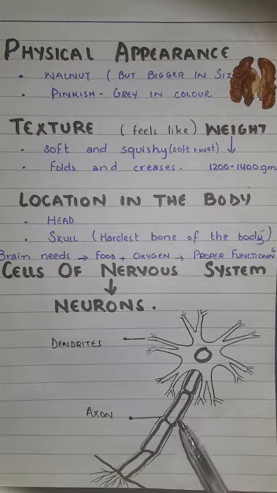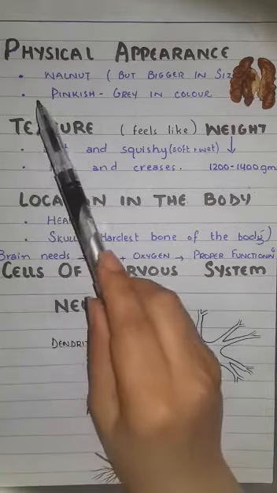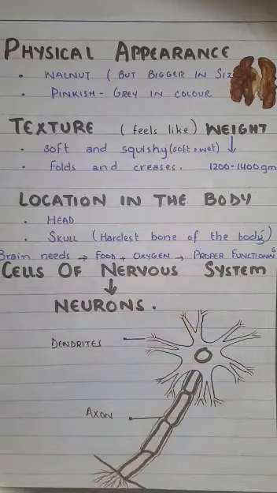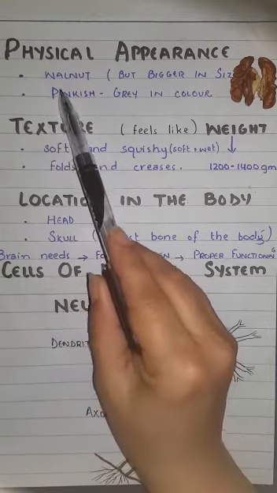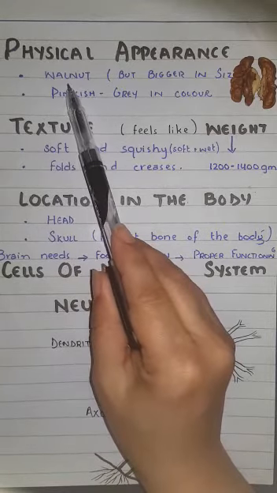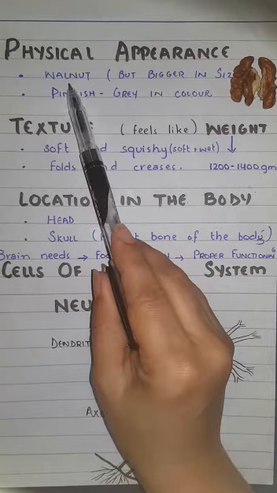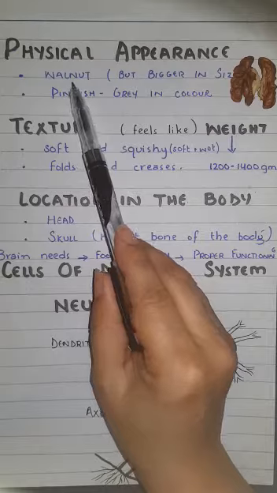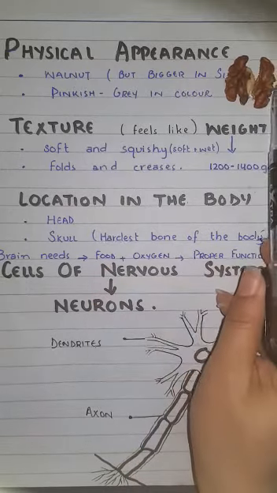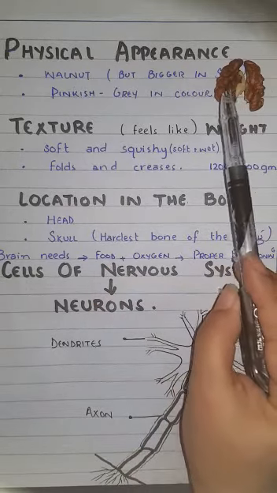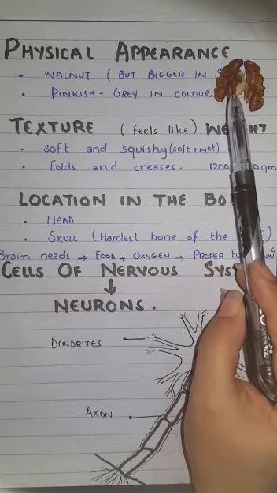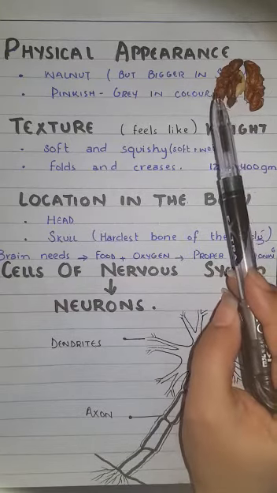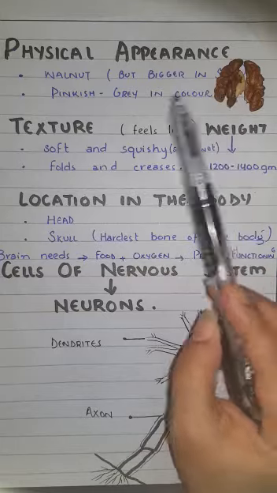Now today we are going to study about the physical appearance of the brain. Physical appearance means that when we look at the brain, how it looks like. This is walnut. Have you seen a walnut? Yes, you have seen a walnut and you have eaten it as well. It's one of the dry fruits. So if you look at it, it appears to be just like a brain. We'll show you the model of the brain later on.